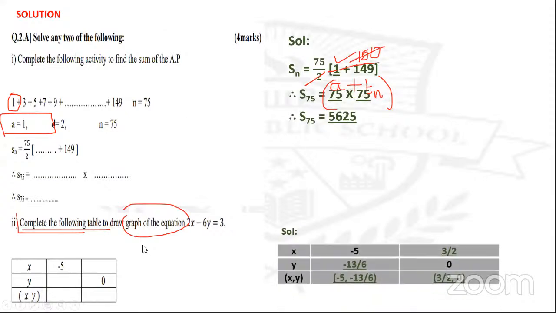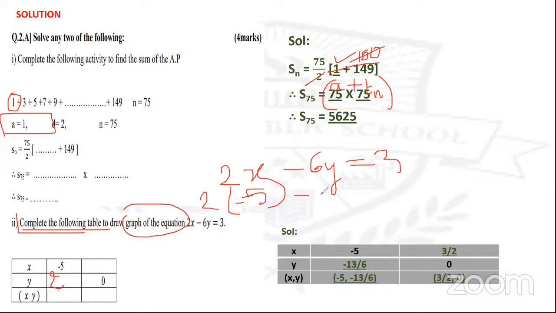Check solution. Now here, when x is minus 5, what is the value of y? So here in this equation, 2x minus 6y equals 3, you're going to substitute x as minus 5. That is 2 into minus 5 minus 6y equals 3.